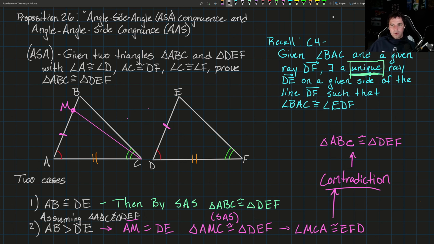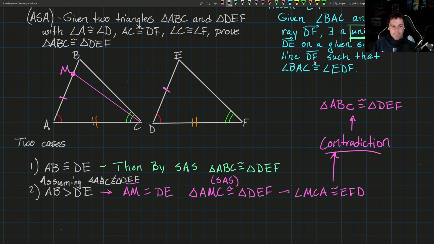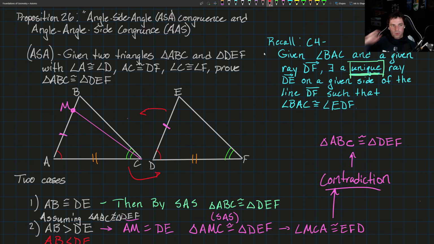Okay, a small word before I move on. Technically, we would have to do AB is also less than DE, but all we're really doing is we're swapping these two triangles around and everything else is the same. So without loss of generality, the same thing happens, just with letters swapped. Okay, and that's the proof for ASA.